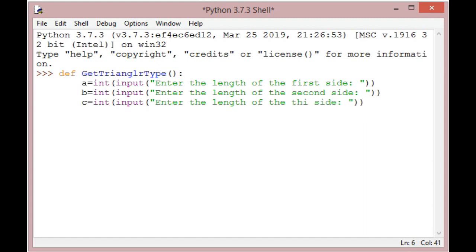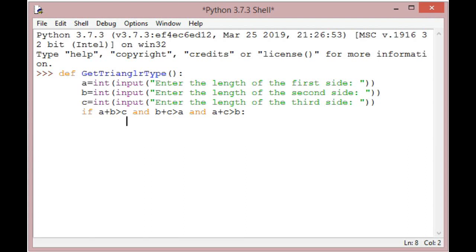Now once we have taken the third side, I need to check whether the triangle is possible or not. For checking that, what I shall write is a plus b should be greater than c, and b plus c should be greater than a, and a plus c should be greater than b. Now that is my condition perfectly framed. Now if I get inside it, the triangle is possible.